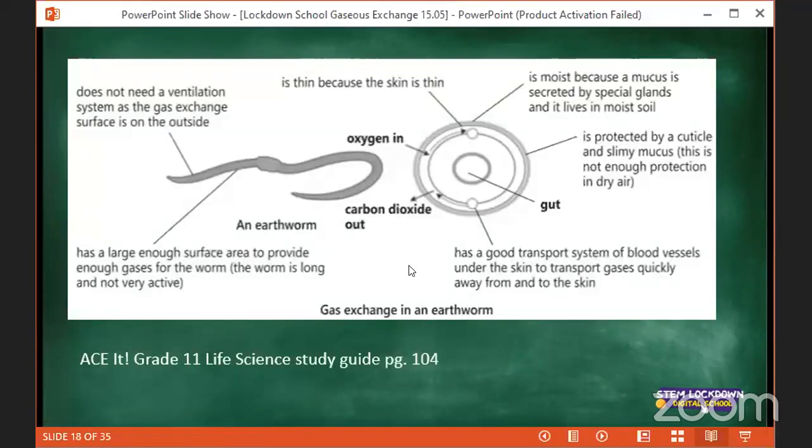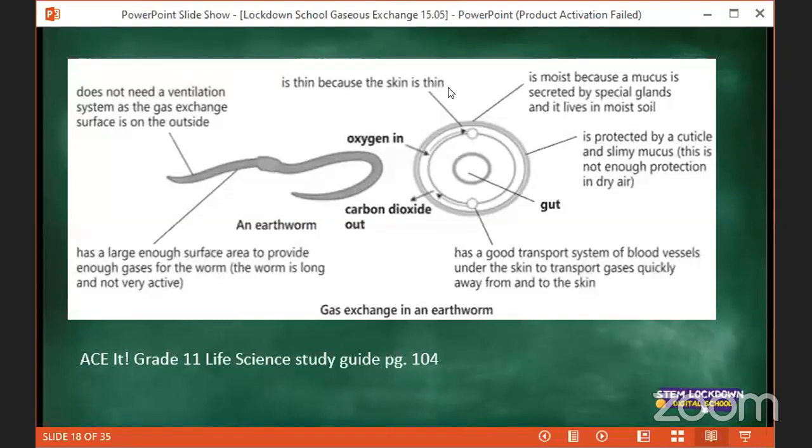Right, so this picture, I got it from the ACID grade 11 life science study guide, and it explains gaseous exchange in the earthworm beautifully. So let's just start here on the left. It says that the earthworm does not need a ventilation system and the gas exchange surface is on the outside. Remember, the gas exchange organ of the earthworm is its skin, right? And then it has a large enough surface area to provide enough gases for the worm, right?